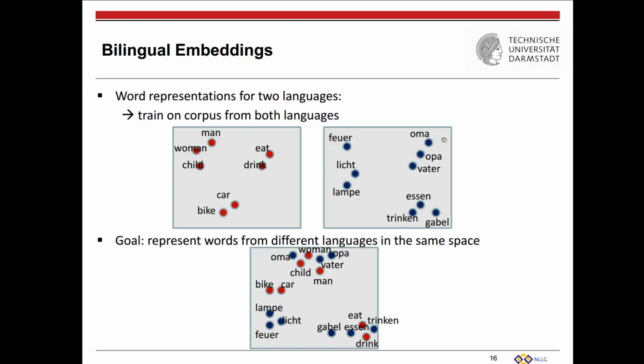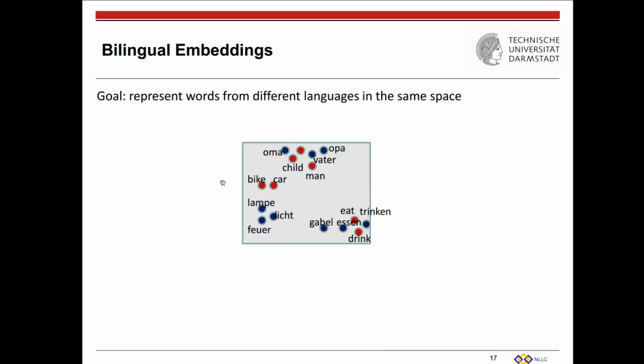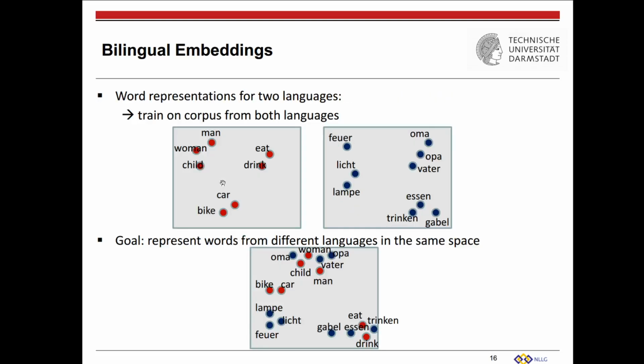And as you can already see from this example, what does not work is that you take one vector space, you take another vector space, and you put all the points straight into the same vector space. So you cannot just plug Feuer up here and Licht up here, because in this case you would not get the property that cross-lingually similar words are close to each other.